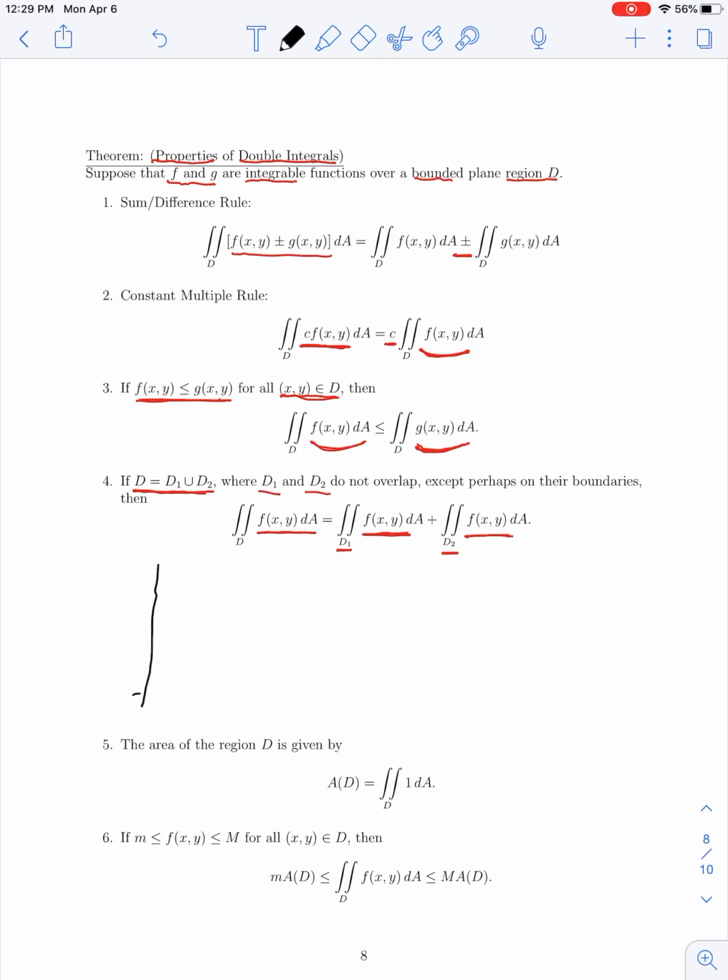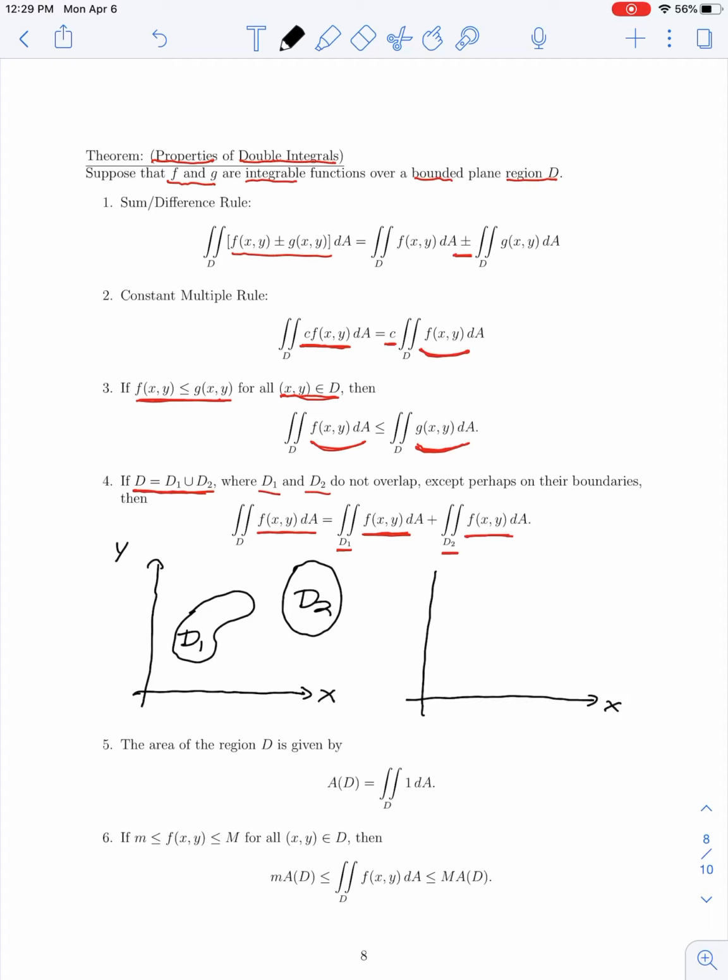So this seems maybe a little bit confusing at first, but let's try to interpret this visually. So if we had a region in the xy plane, which was the union of two subregions, say D1 and D2, which do not overlap, or perhaps they overlap but only on their boundaries.